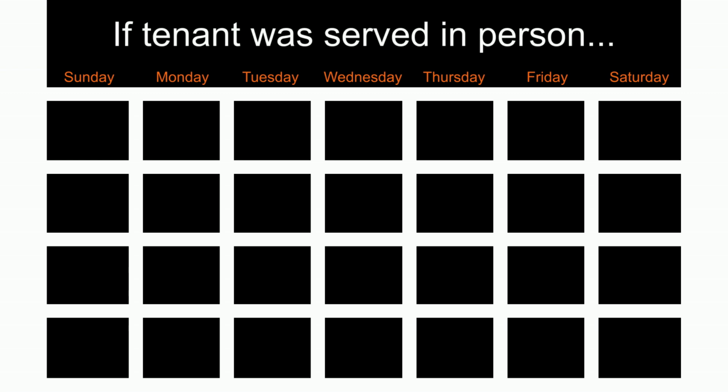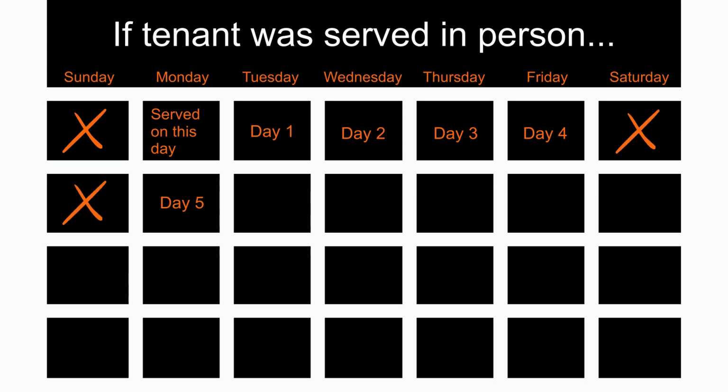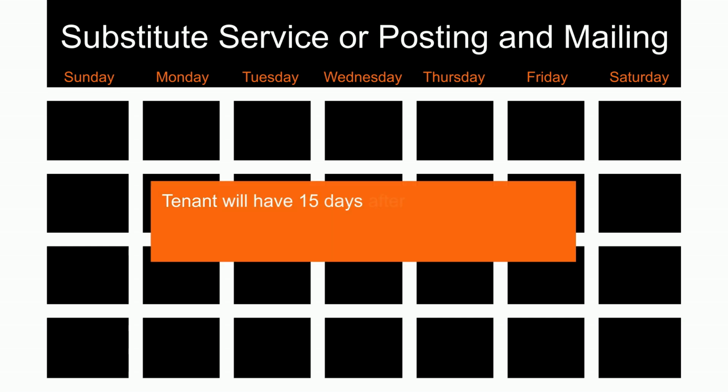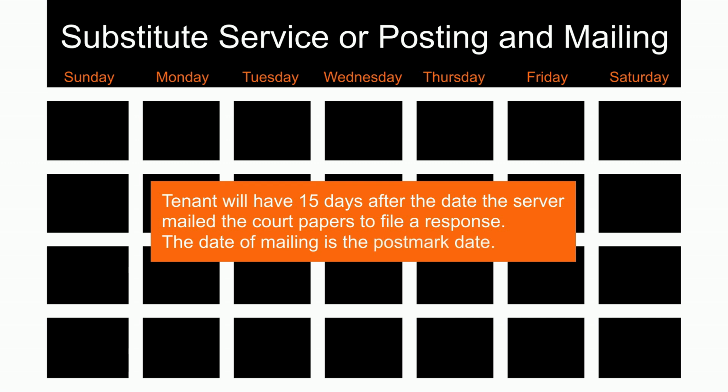If the tenant was served in person, they will have 5 business days to respond, not counting Saturdays, Sundays, or court holidays. If the tenant was served by substituted service or post and mail, they will have 15 days after the date the server mailed the court papers to file a response. The date of mailing is the postmark date.